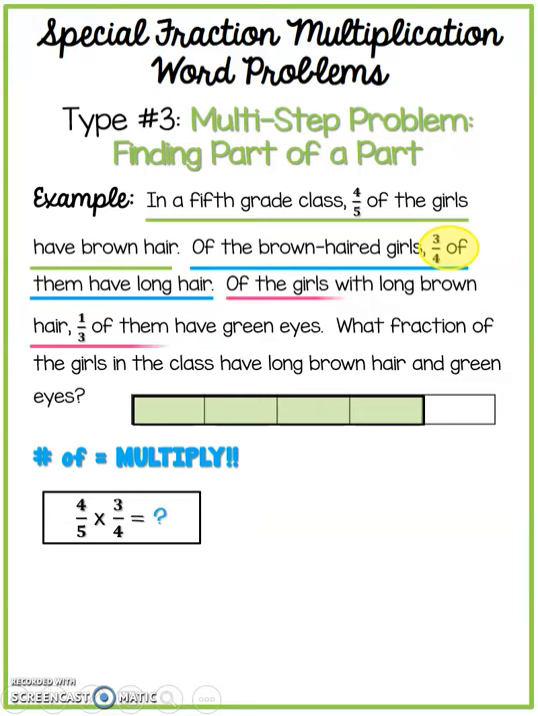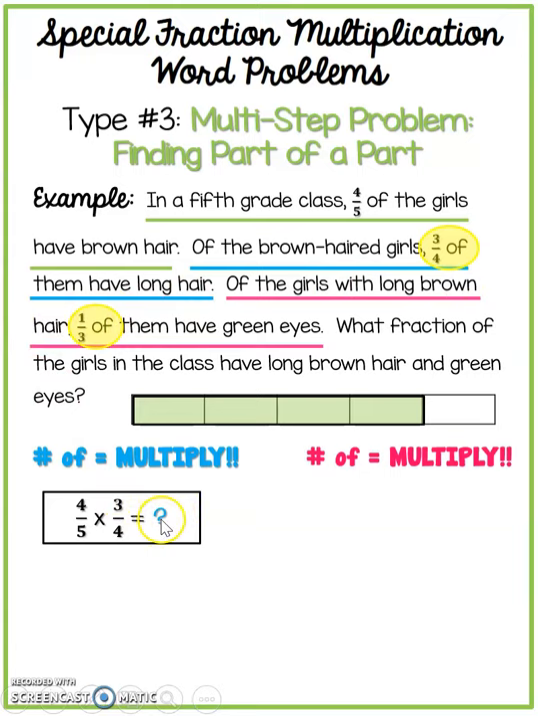Then the next sentence says, of the girls with long brown hair, 1/3 of them have green eyes. So now again, I see that fraction of combination. I know that anytime I have a number next to the word of, I need to multiply. In this case, the them that I'm referring to is the girls with long brown hair.